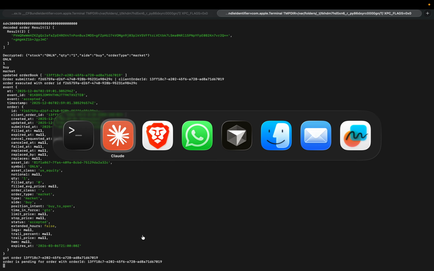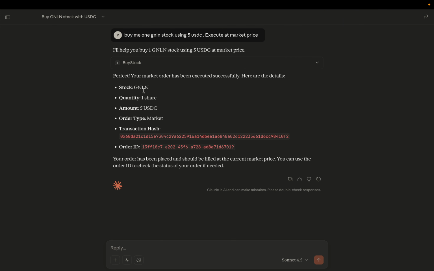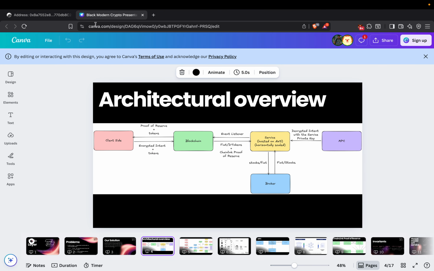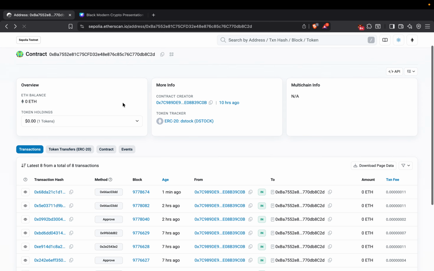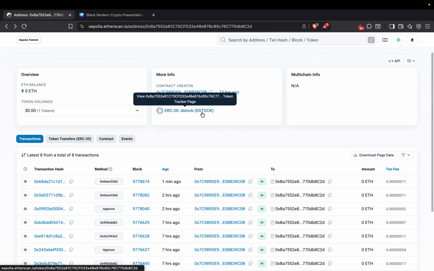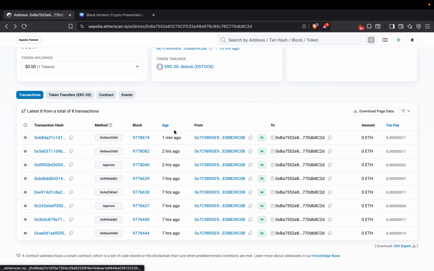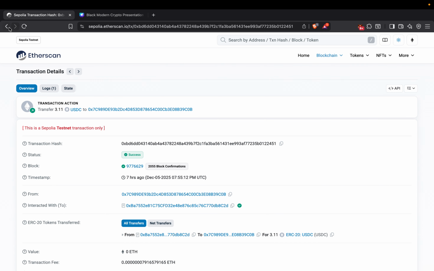So if we go again to the cloud, you can see we have the transaction, and this is our transaction. If we go on, okay, this is our contract. You can see this is our contract and this is the token that we are minting. This is our recent transaction that we just have done, and you can see it has just been placed 1 minute ago.